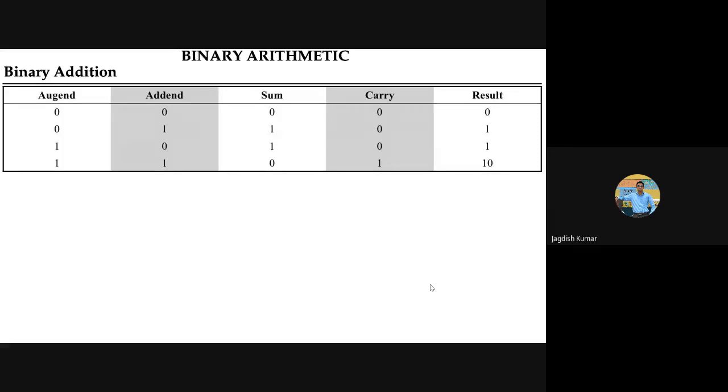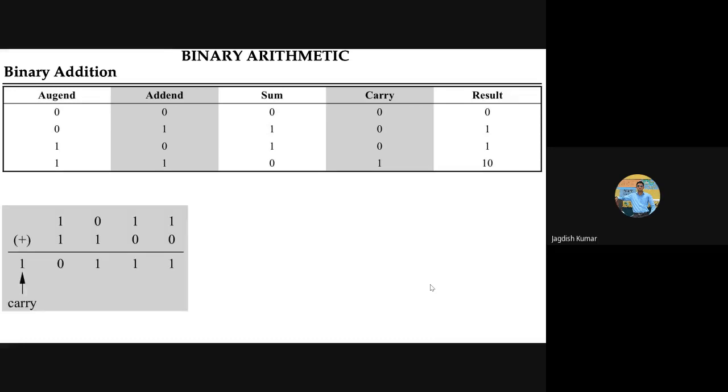So if we add 0 to 0, the sum will be 0 and carry will be 0, and so on. I think this is self-explanatory, so let me go to one example. If we are adding these two numbers, this is the first number, this is the second number. How to add? If we follow this table, 1 plus 0 is 1, no carry. Again 1 plus 0 is 1, no carry. 0 plus 1 is 1, again no carry, but here it is 1 plus 1, there will be 0 and 1 carry, so this is sitting here.